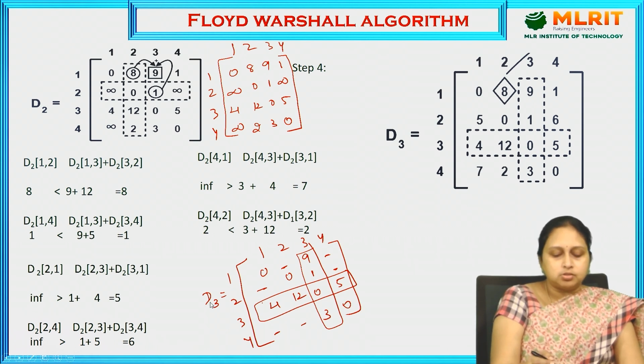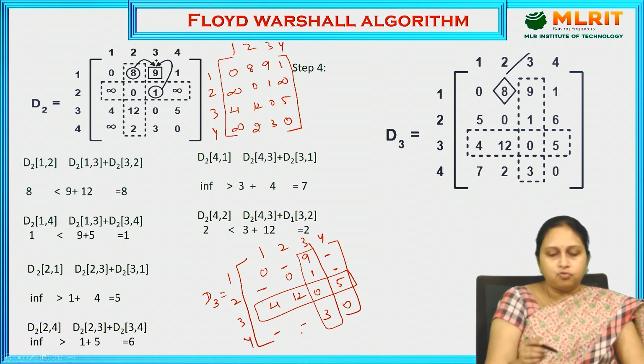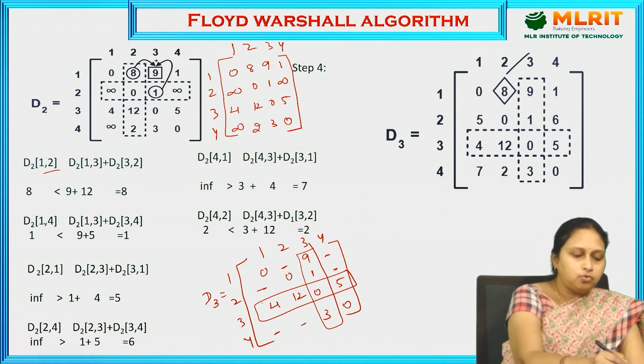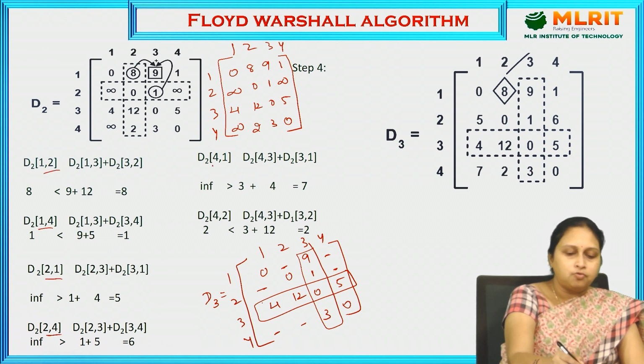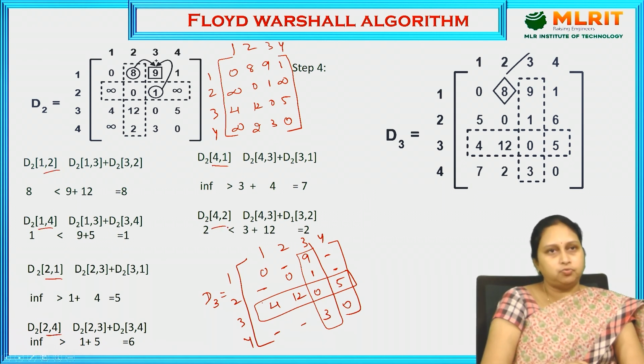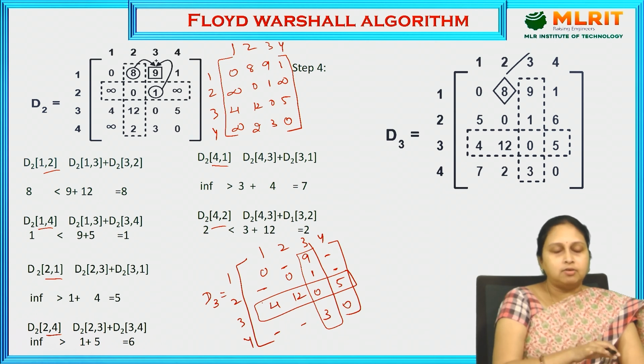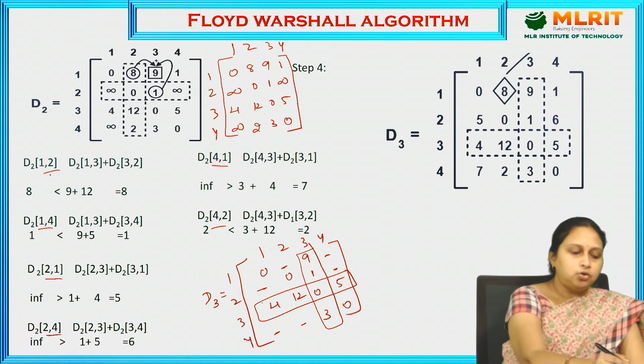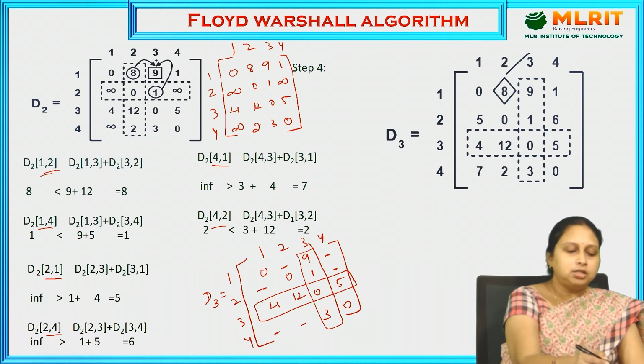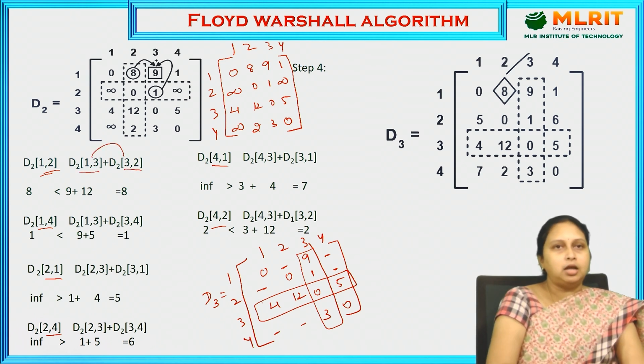What are the values? We need to find 1, 2, 1, 4 and 2, 1, 2, 4 and here 4, 1 and 4, 2. Right? 1, 2, 1, 4, 2, 1, 2, 4, 4, 1, 4, 2. These are the values we need to find. As we need to take the values from D2, right? D2 of 1, 2, how can we represent? D2 of 1, 3 and 3, 2. Now, here the middle element we need to consider is the third vertex. So we need to represent 1, 3 and 3, 2.